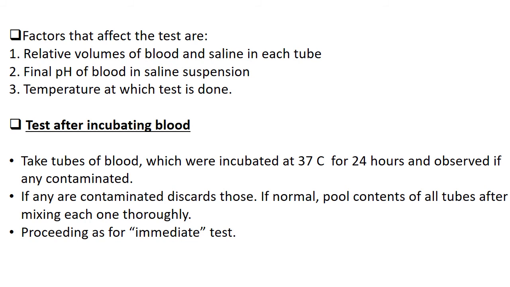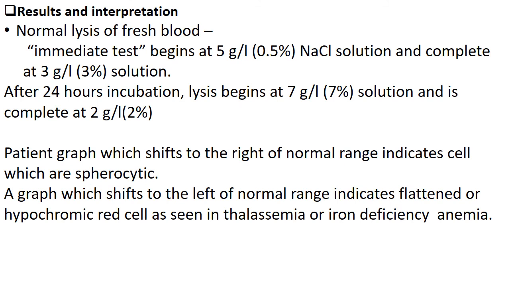Now proceed as for the immediate test. What procedure we have done for the immediate test, in the same way proceed here for the incubation test. Result and interpretation: normal lysis of fresh blood, that is the immediate test, begins at 5 gram per liter, that is 0.5% sodium chloride solution, and it is complete at 3 gram per liter, that is 0.3% solution. After 24 hours incubation, the lysis begins at 7 gram per liter solution and is complete at 2 gram per liter, or 0.2%.